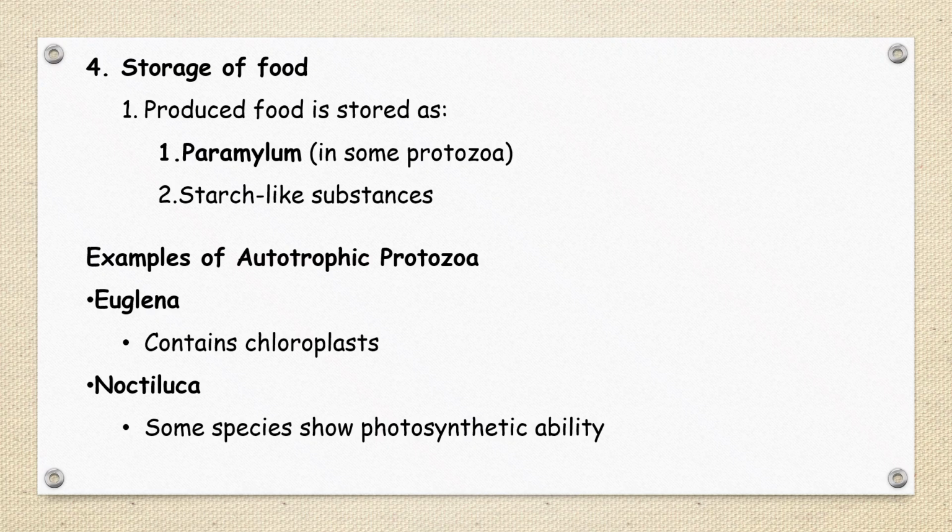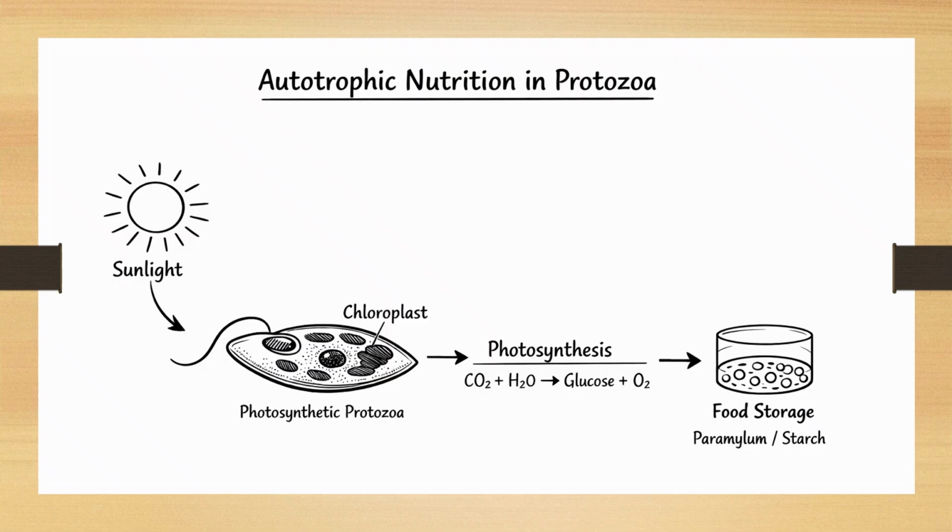The best example for this autotrophic protozoan is Euglena, which contains chloroplast, and one more example is Noctiluca, which also shows this photosynthetic ability. The same you can clearly see in this slide, where Euglena is absorbing the sunlight because of the presence of the chloroplast, and with the help of CO2 and H2O, it goes through the photosynthesis process, and glucose is formed, which is later stored in its body as either paramylum or starch.